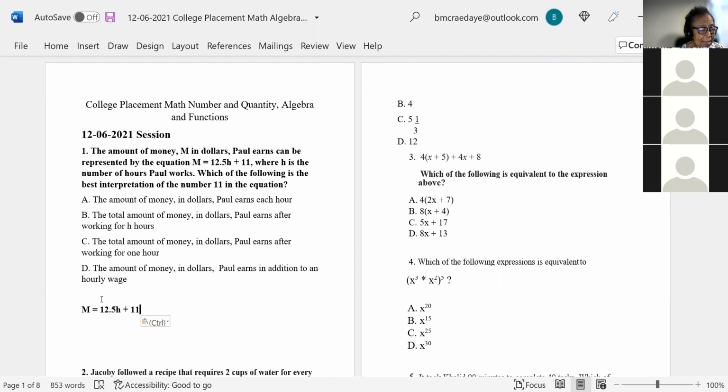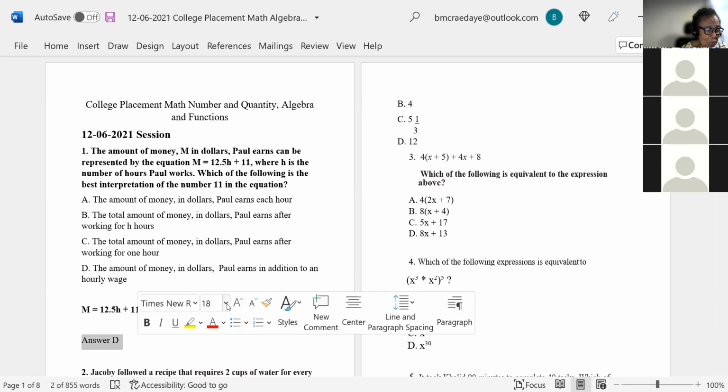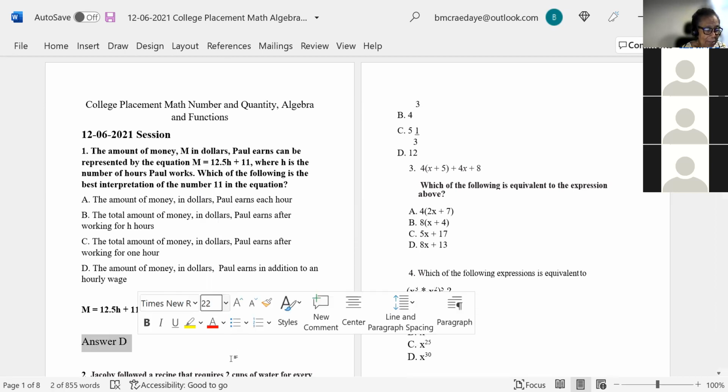D says the amount of money in dollars Paul earns in addition to an hourly wage. So I think your answer would be D. That's right, the answer would be D. Yes, that's what he earns in addition to his hourly wage. Okay, so that's added to his hourly wage. All right.